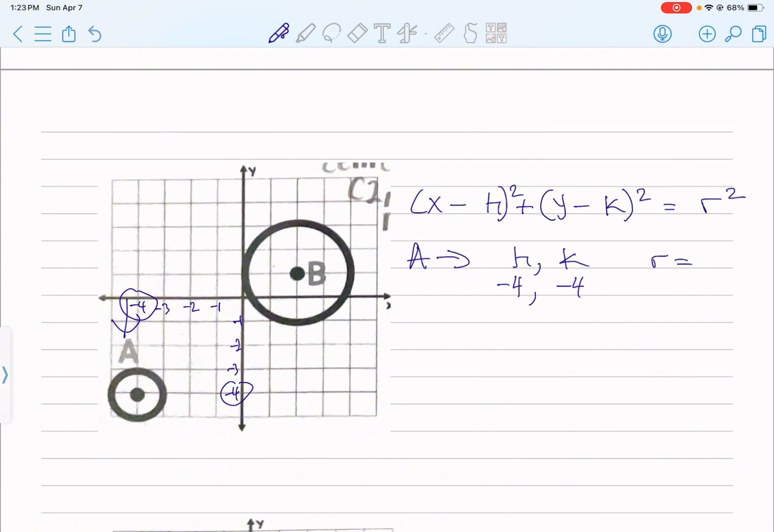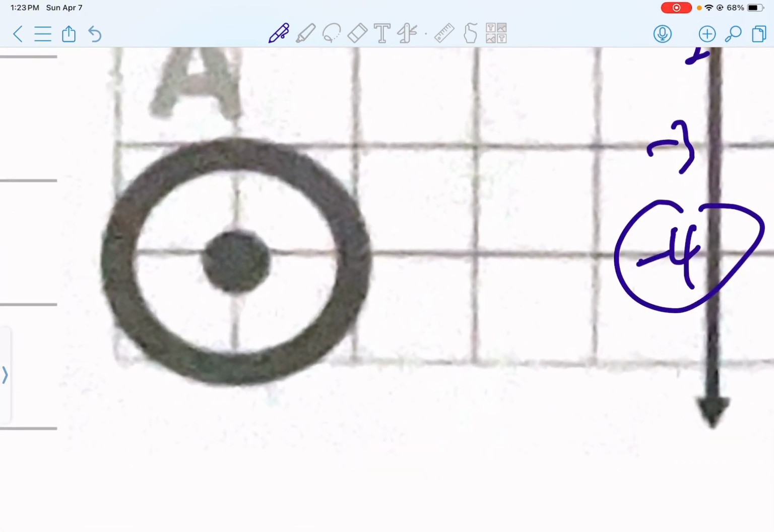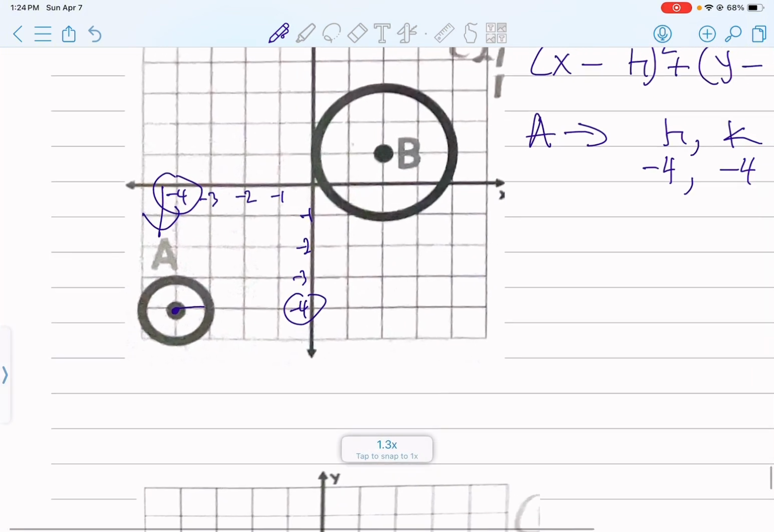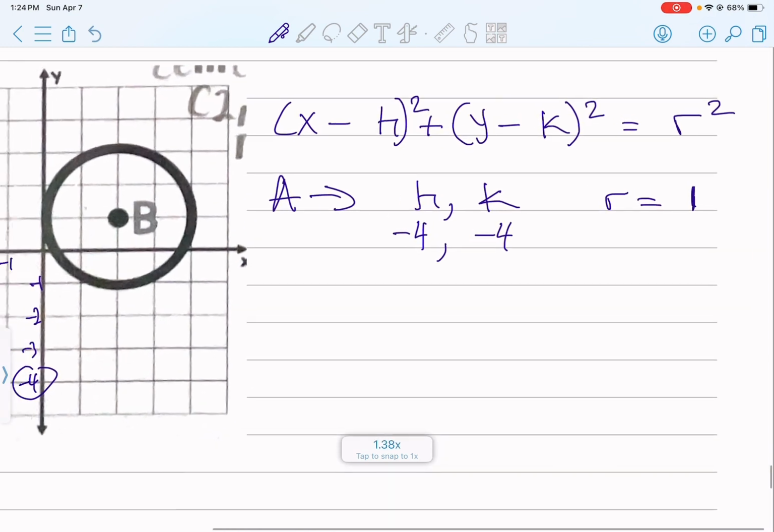I'm gonna zoom this so you can see. What is your radius? The radius is from the center to any of the end points, right? Remember how we counted the radius before? Now let's count. 1. You won't even have to square it because 1 times 1 is 1. So your radius is 1. And all you have to do right now is what I call plug it in.